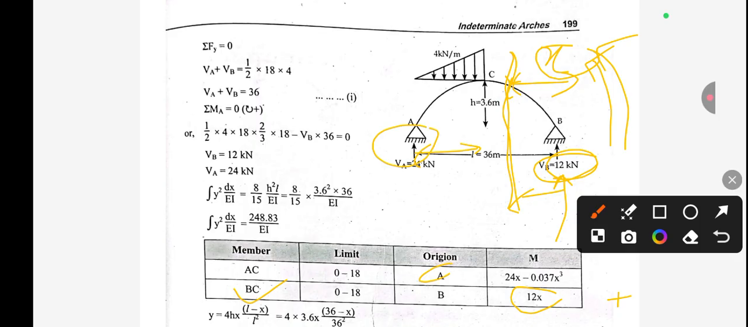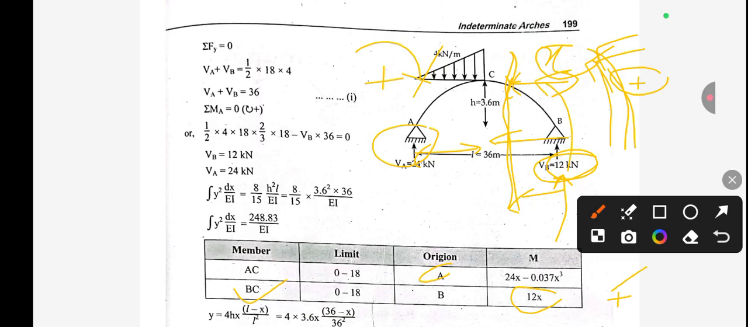So for the AC we have to take clockwise positive, and for BC, from here to here, we have to take anti-clockwise positive. So this is the opposite. For the left side, clockwise is positive; from the right side, anti-clockwise is positive. So this is 12x, this is anti-clockwise, so it is taken positive.